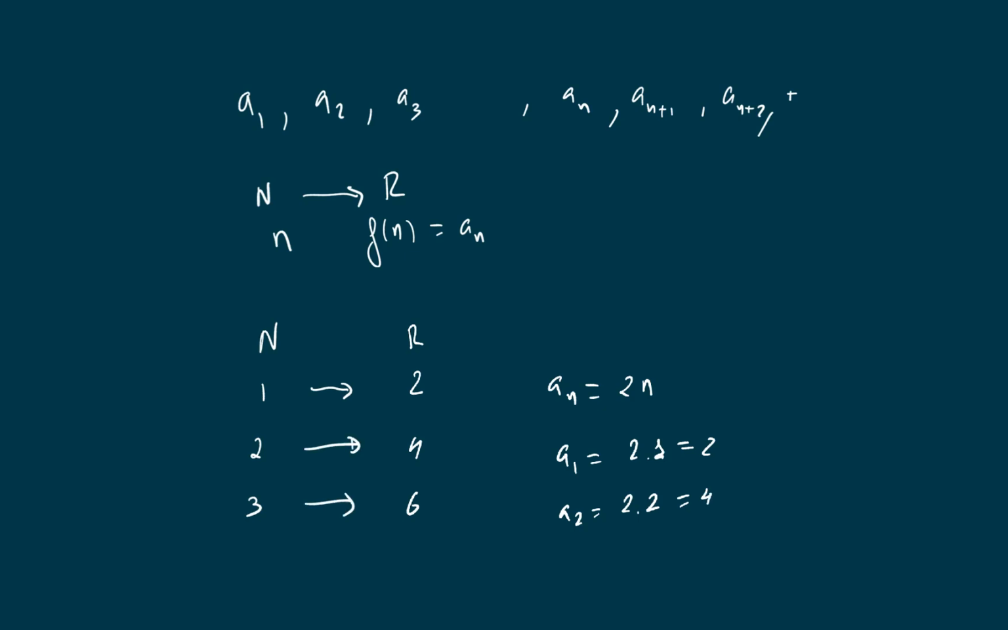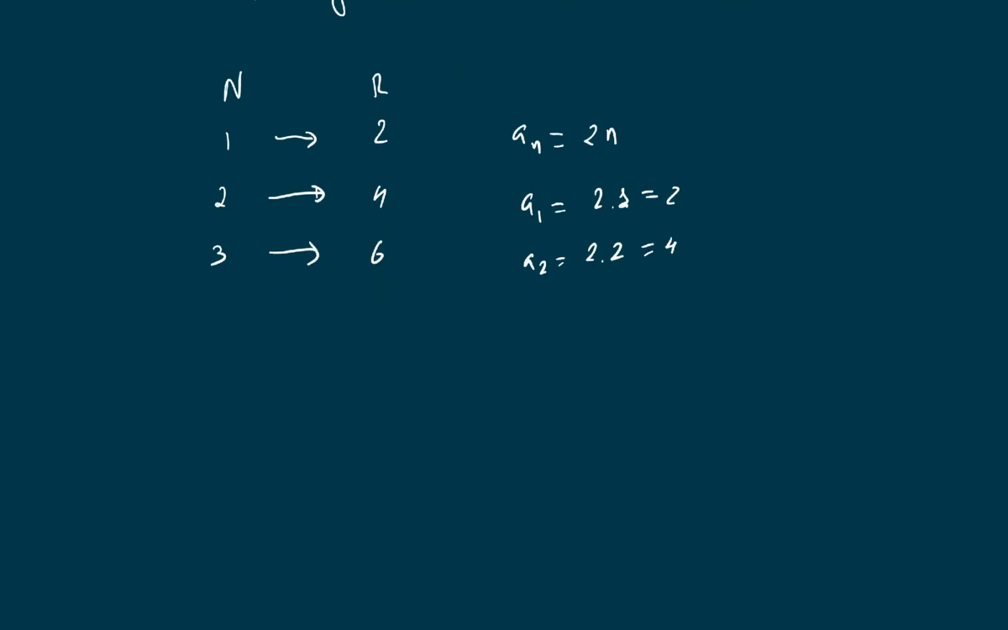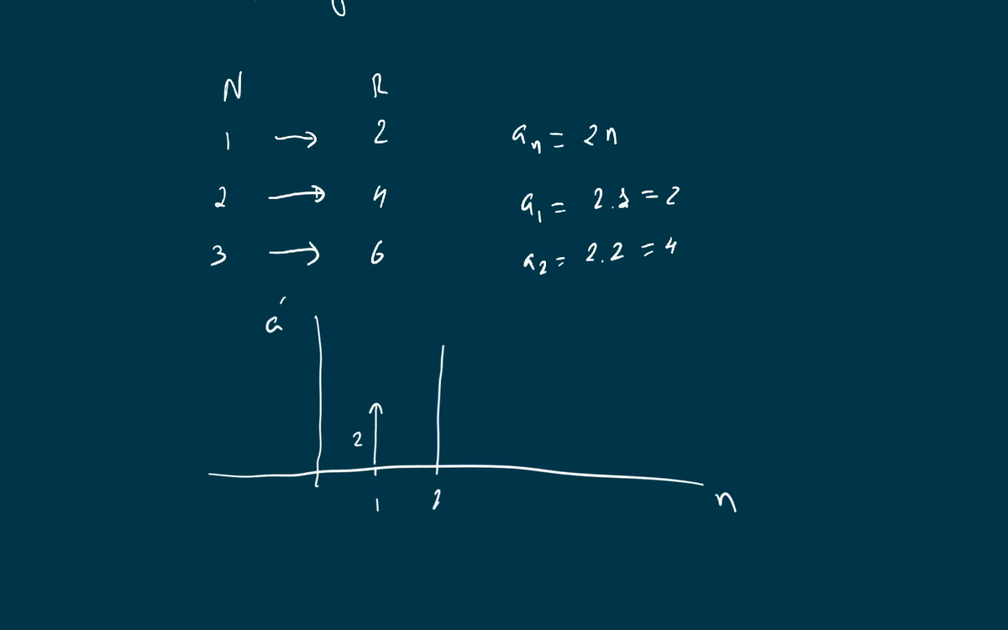In this way you visualize a sequence. These are two ways to visualize the sequence. I will put the n here, and I will put all the a's here. When n equals 1, a1 is 2. When n equals 2, a2 is 4. When n equals 3, a3 is 6, and so on. So it's a collection of numbers.